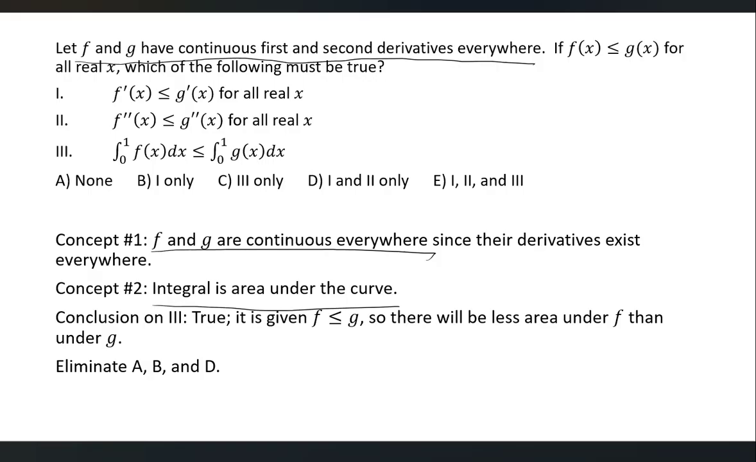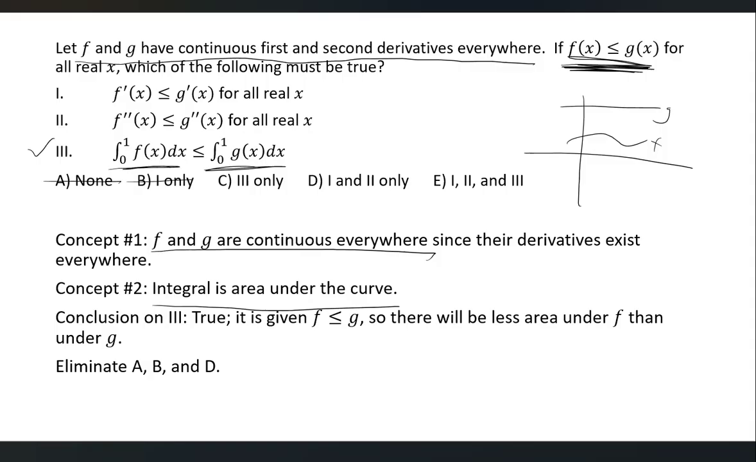Therefore, since we know f is less than g always, we can even draw a sketch. If f is always less than g, and integral is area under the curve, wouldn't the area under f always be less than the area under g? Always true. So we know that we need to pick 3. So what do we do? We eliminate A, B, and D right away. We eliminate half the choices, all right?